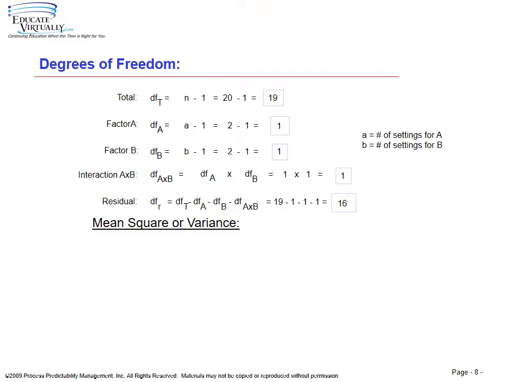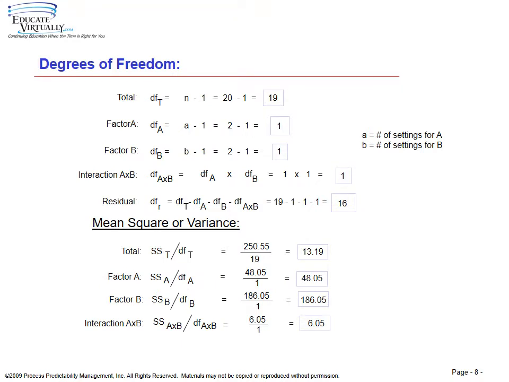The next thing we have to calculate is the mean square, which is also denoted as the variance. This is a relatively simple calculation in this experiment because we only have 1 degree of freedom for the factors. So the total mean square is the total sum of squares divided by the total degrees of freedom, or 250 divided by 19.